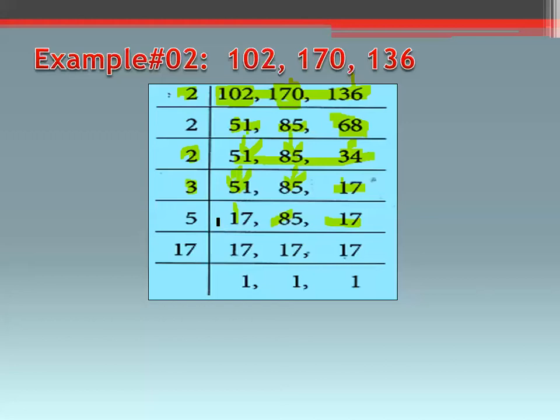Now, what you will do here, here you have 17 again. But here you have 85. This 85 can be divided by your next prime number, that is 5.